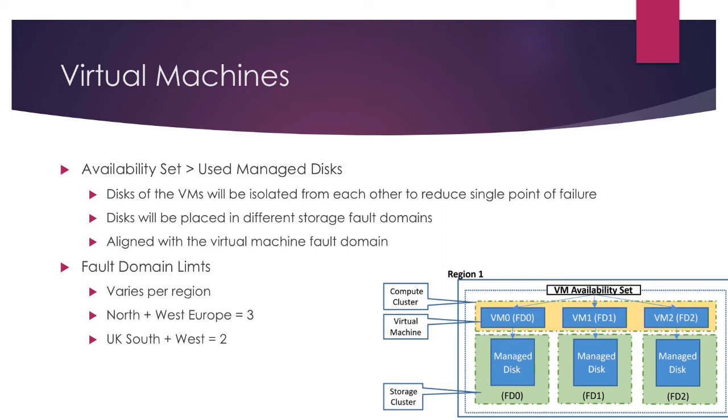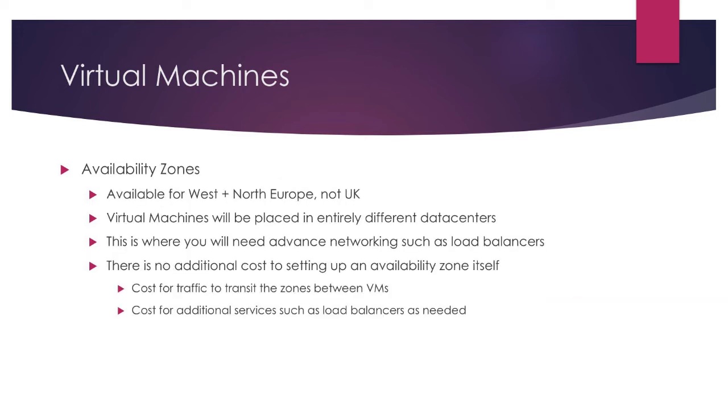So the fault domain limits vary per region. Within North and West Europe deployment zones, the maximum is 3, whereas in the UK, South and West, where I'm from, the maximum is 2 at the moment. So that's also something worth thinking about when you deploy your virtual machines.